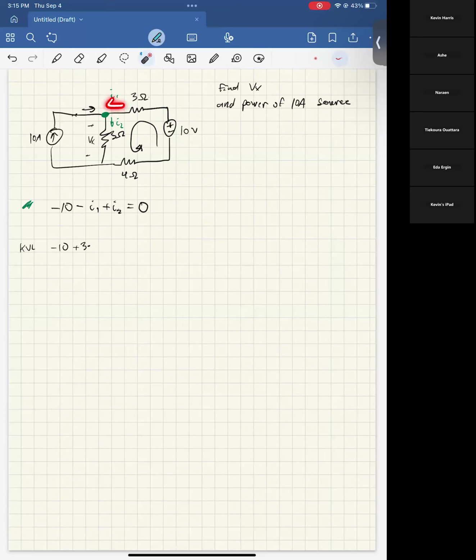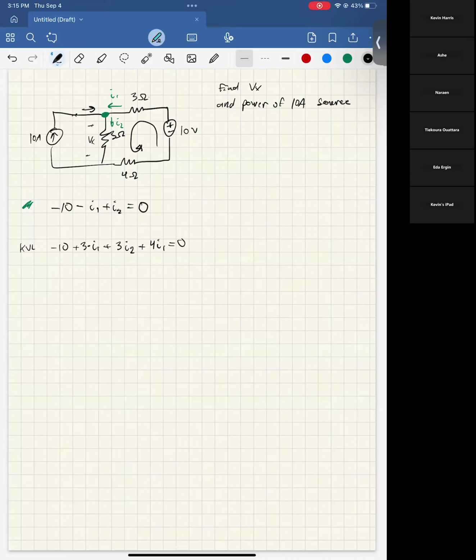And remember that I1 will go all the way around this way. So that's I1, that's I1, that's I1. So 3 times I1. This resistor here will have I2. And then finally, this resistor here, as I just said, will have 4I1. And then that will all equal 0.